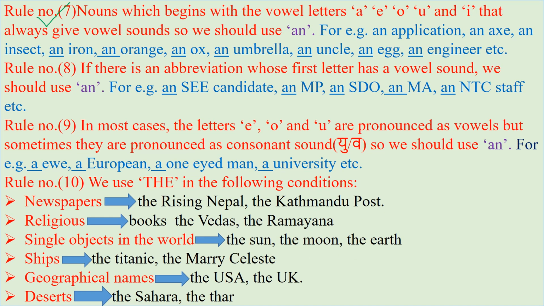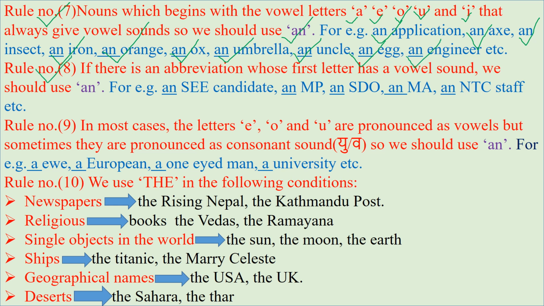Rule number 7. Nouns which begin with the vowel letters a, e, i, o, u always give vowel sounds, so we should use an. For example: an application, an axe, an insect, an iron, an orange, an ox, an umbrella, an uncle, an egg, an engineer, etc.